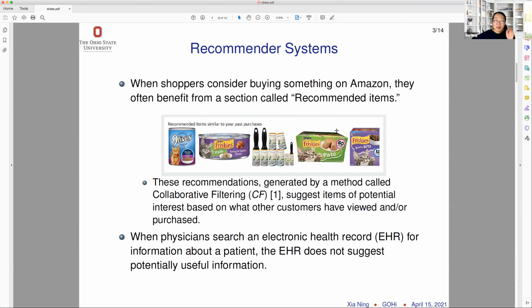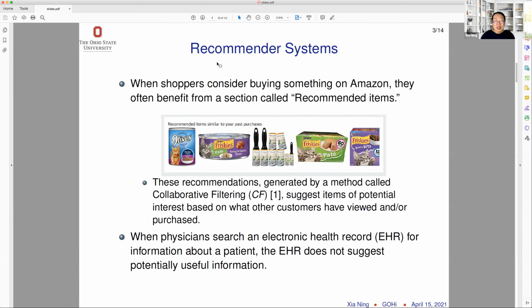These recommended items are generated by the recommendation engine behind Amazon. Recommender systems are the set of algorithms run behind the recommendation engines which generate these items. Amazon uses a very specific recommendation algorithm called collaborative filtering. And in our application in EHR, we leverage the ideas of collaborative filtering.